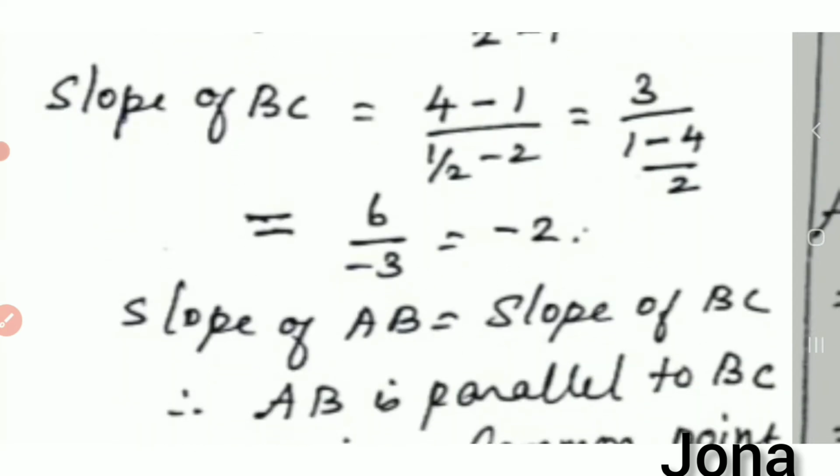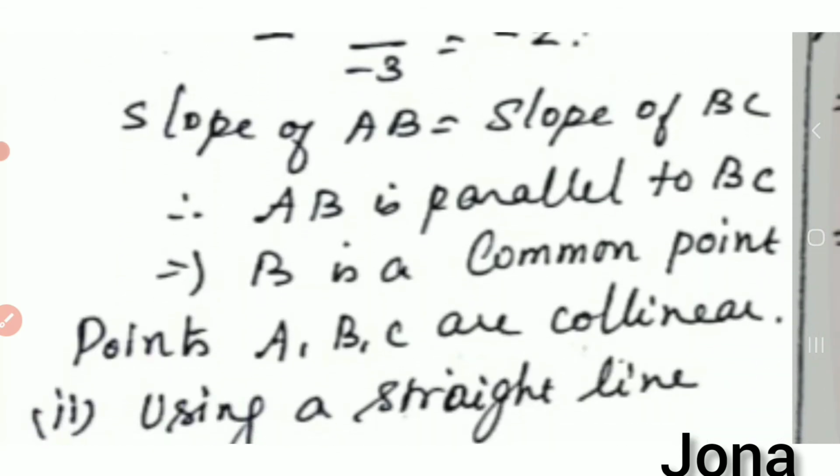And slope of AB equal to slope of BC. Therefore, we can say AB is parallel to BC. So now we have that B is the common point here. Okay, so if two lines are parallel and there is a common point, we can say the points A, B and C are collinear.